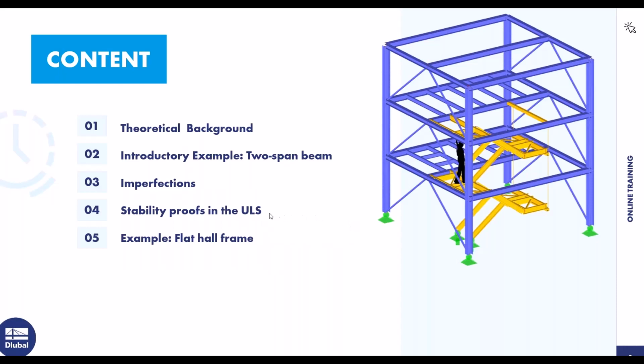And that's the content today. At first, I say something about the theoretical background. Then we turn to an introductory example, a 2-span beam. Then the next point is imperfections. Then stability proofs in the ultimate limit state. And then we turn to a second example, a flat hull frame.